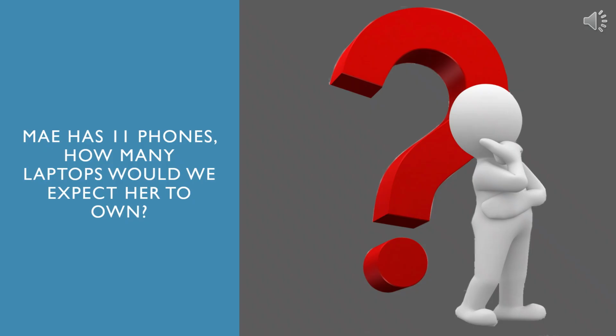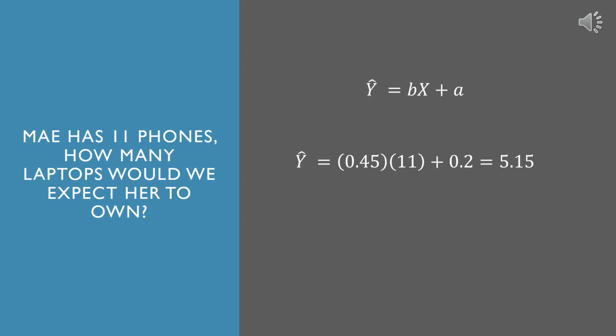All right, let's say May owns 11 phones. How many laptops would we expect her to own? To find that out, we need to construct the equation for the line of best fit. And we already know those things. We just calculated them. So the predicted value, y hat, equals the slope times the x value, the 11 phones, plus the y-intercept.